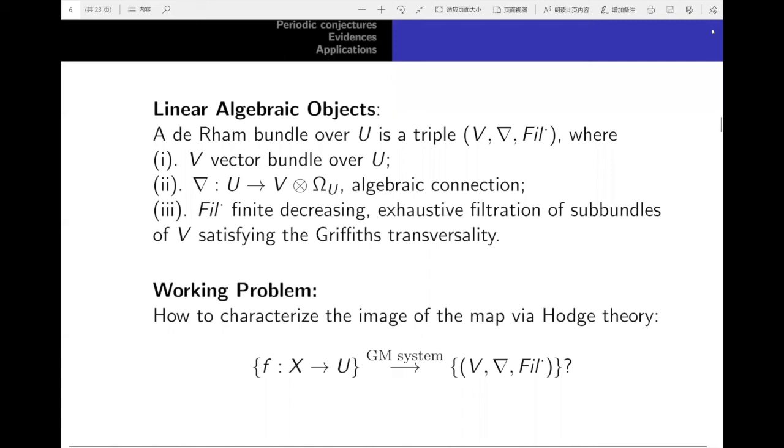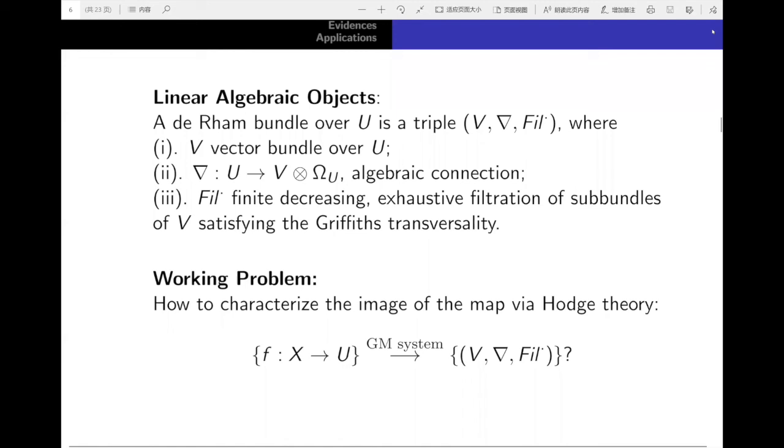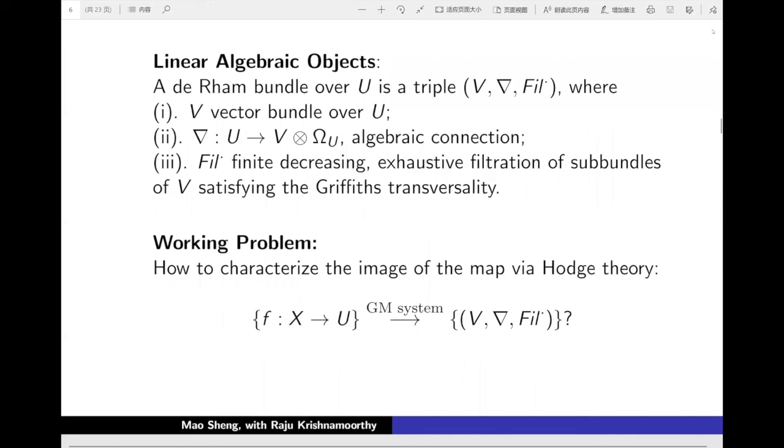So this is purely linear algebraic data. Now the problem becomes as follows. The left-hand side of this bracket is a geometric object, and through this Gauss-Manin system you land in this category of linear algebra objects, the Dirac bundles. So the problem is to characterize the image of this map. That's the problem, and I would say this problem has a relation with my original problem.